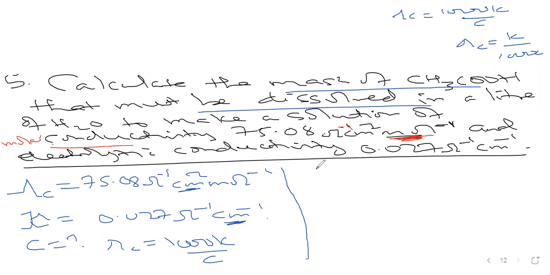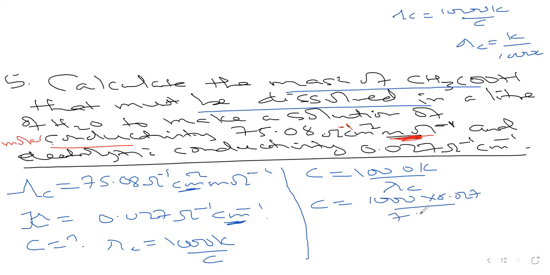We get the concentration now. Concentration will be equal to 1,000 K over lambda C when you make it the subject. And your concentration will be 1,000 times 0.027 over lambda C, which is 75.08. This will give you the answer as 0.3596 molar or moles per liter.